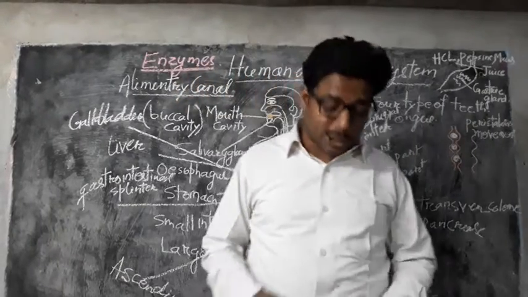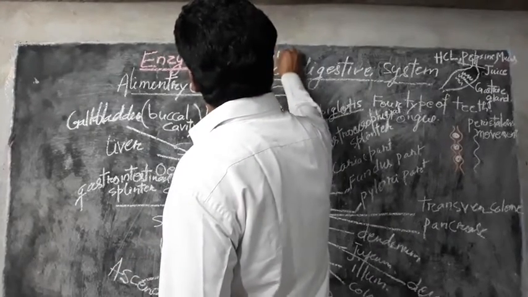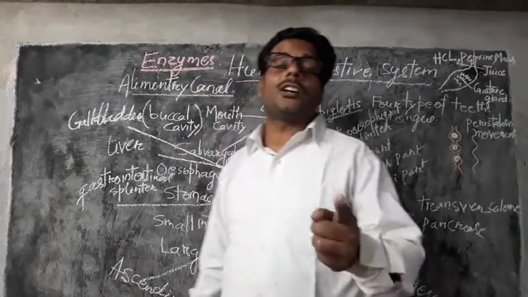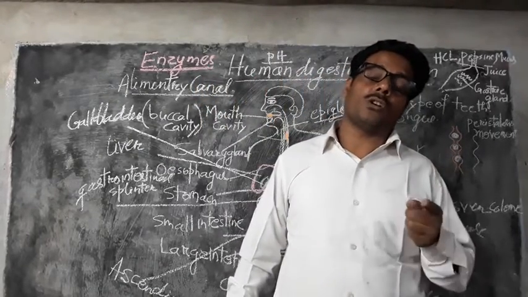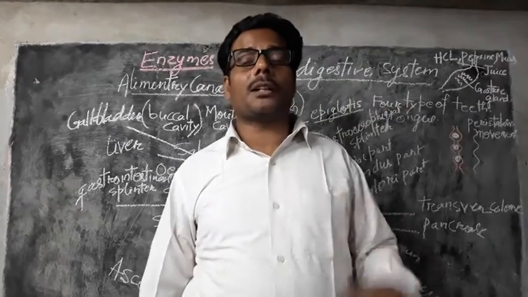We know what pH is. pH is the index of acidity or alkalinity. So what is the pH of our stomach? Below 7.